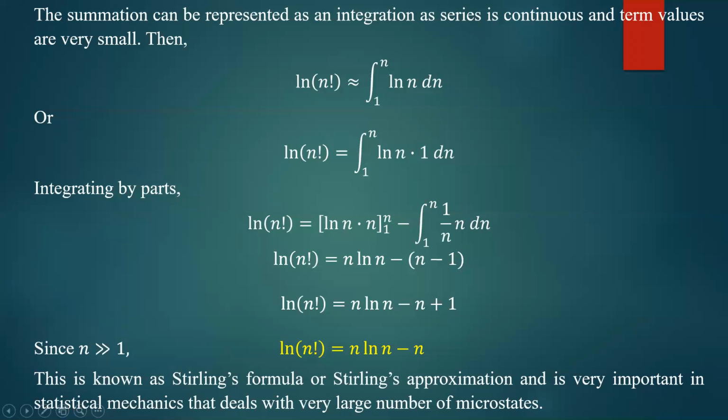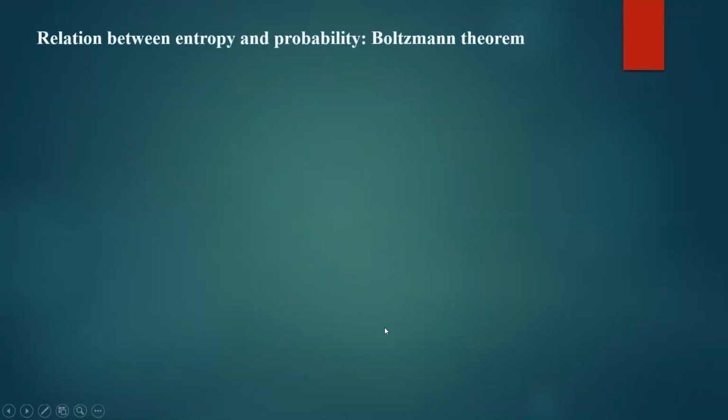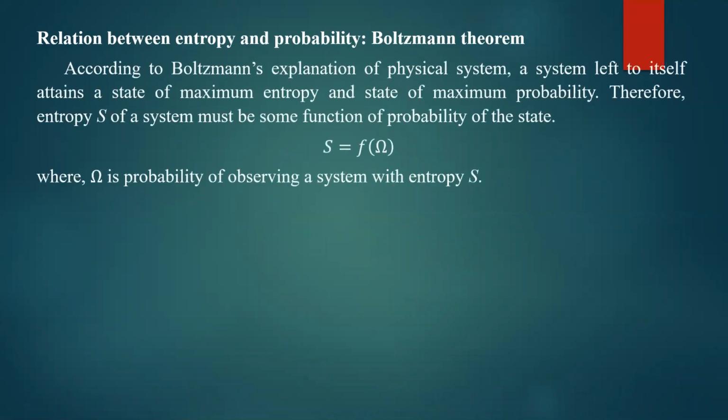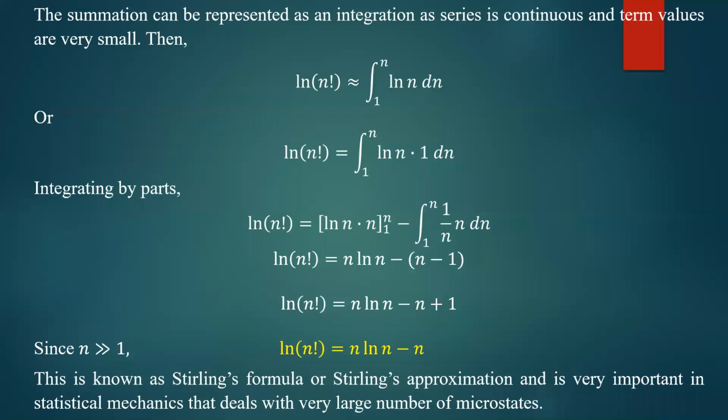It is very important in statistical mechanics, which deals with a very large number of microstates. Somewhere you will get a ln of n factorial. In order to simplify that distribution function, you need this Stirling approximation. Okay, so this is what you remember. This thing we'll consider in the next class, the relation between entropy and probability. We will complete that in the next class. This is a little bit longer, lengthy derivation.